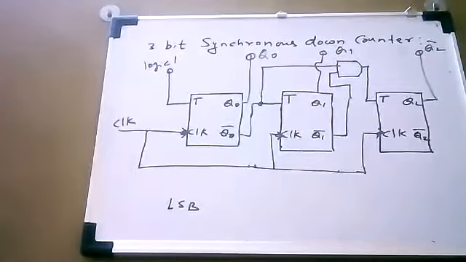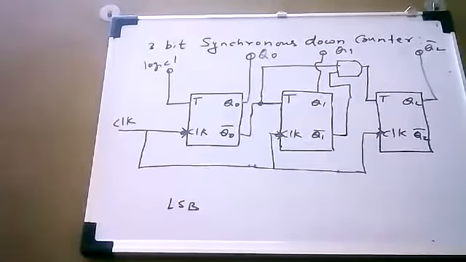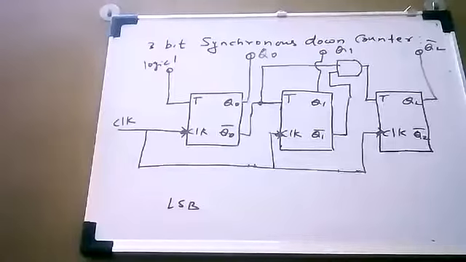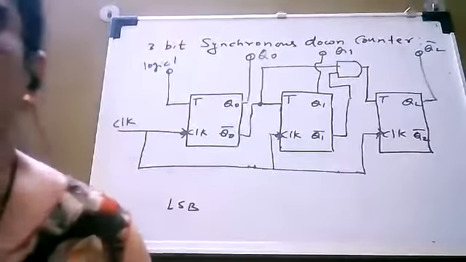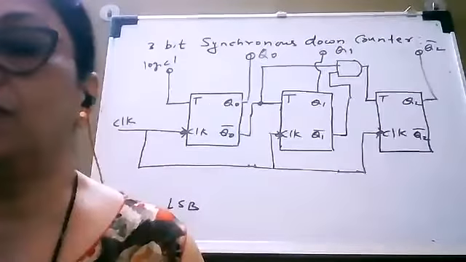Okay. So this is the only difference between the up counter and down counter. In case of up counter, we have connected Q0 to the input of the second flip flop. But here we have connected Q0 bar to the input of the second flip flop. Okay, and Q1 bar and Q0 bar are connected with AND operation as an input to the third flip flop. So this is the circuit diagram of your 3-bit synchronous down counter.